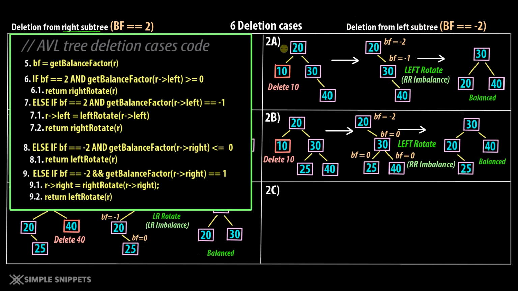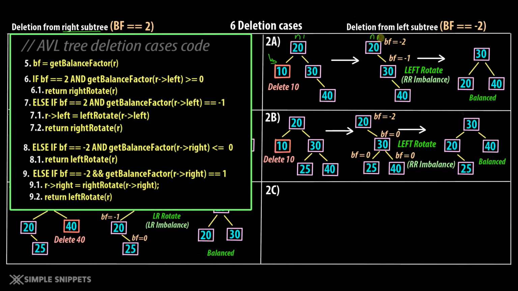So in the remaining 3 cases, the first 2 cases, that is 2a and 2b, again are similar because we only do a left rotate over here. And let's see them quickly. So in 2a, let's say you're deleting 10, which means you're deleting from the left subtree. Let's say this is n1. After deletion, this n1's balance factor becomes -2.